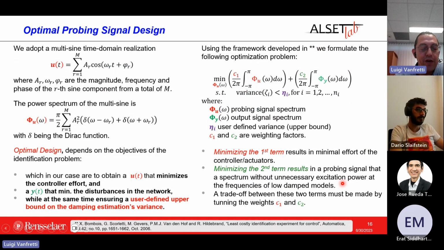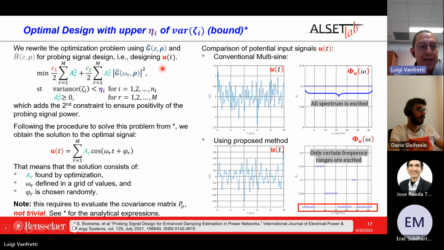Okay, so using this framework, what we're going to do now is rewrite the problem in terms of our G hat, or estimated model, and H hat. If you do this, remember that the input signal is a Dirac delta, so the power of that signal is only determined by the amplitude AR. Okay, so that's great. And then we add a second constraint that says that this should be larger than 0. So you avoid any negatives because it makes no sense to have a negative amplitude in a signal, okay? And the second term, you see here, we have the power spectrum square of G. So here, basically, we're calculating the spectrum of G and multiplying by the amplitude of R. So this part is to minimize the control effort, and this is to minimize the impact on the system.